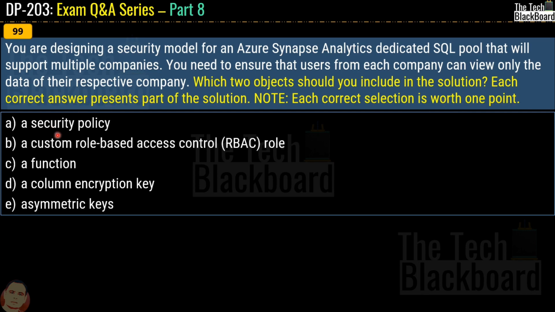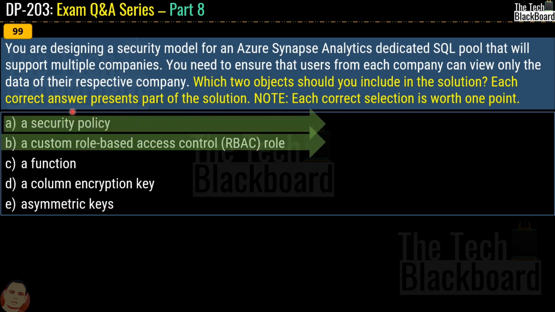Your options are a security policy, a custom role-based access control or RBAC, then we have a function. The fourth option given is a column encryption key, and then we have asymmetric keys. The correct answer to this question is option A and option B.